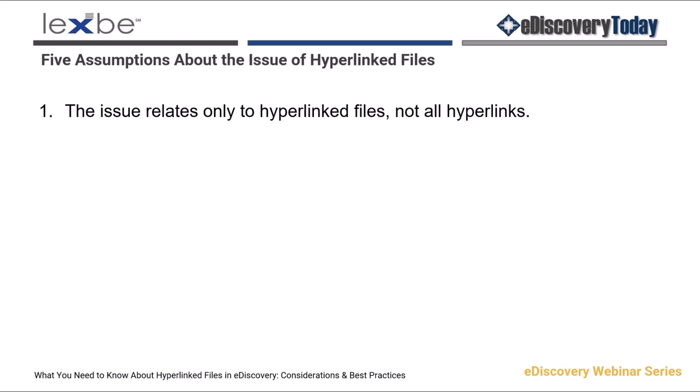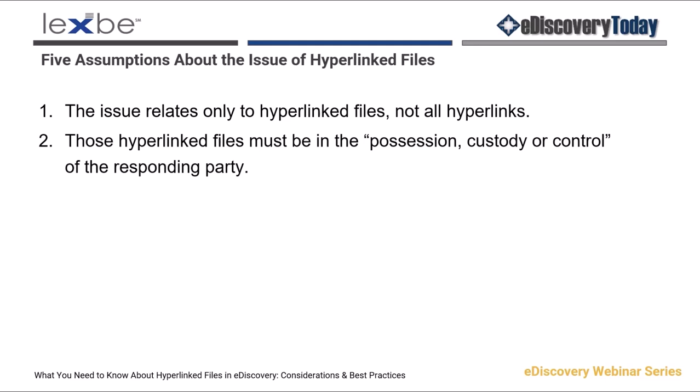So that's why I say the issue is about hyperlinked files, not all hyperlinks. The frequency of hyperlinks to other types of content hasn't really changed materially. Now, if you want to boil the ocean and go after everything, be my guest, but the files are plenty enough of a challenge for me. Second, the files must be in your possession, custody, or control. This is a standard eDiscovery expectation, and it's addressed in FRCP Rule 34.